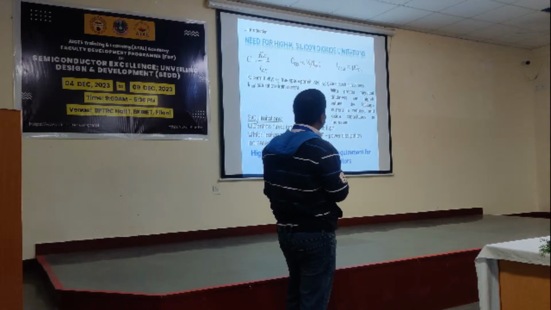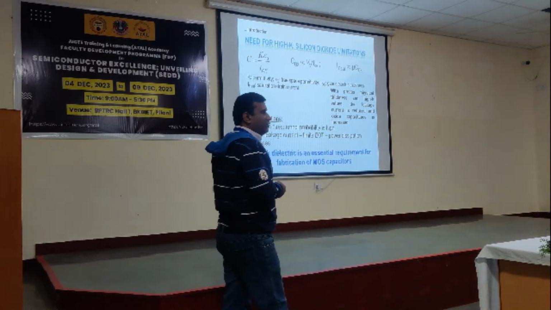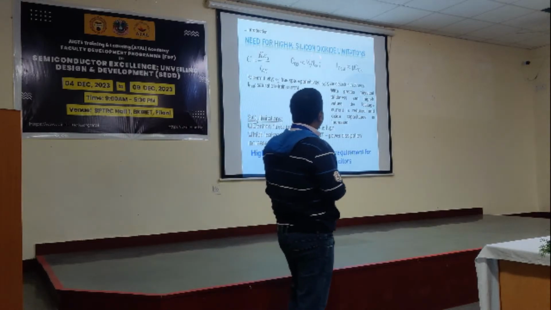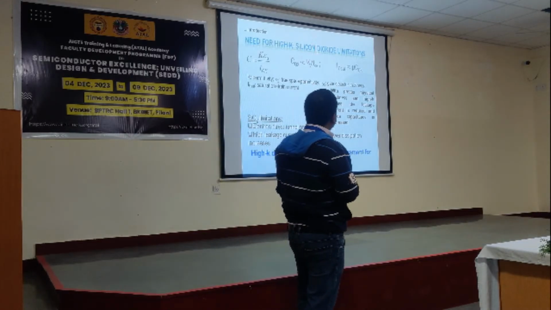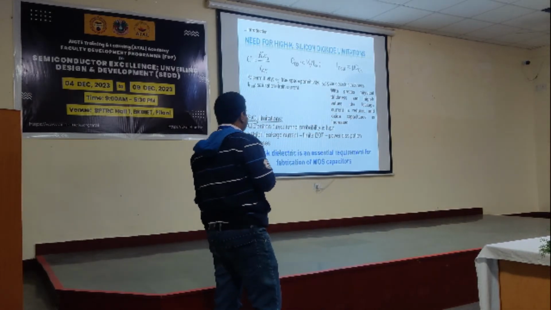Why? If you try to thin the oxide thickness, in that case what will happen? Your leakage current will be higher. That is unwanted. That's why the only option is K. So you have to increase the K value. That is your high K dielectric constant.